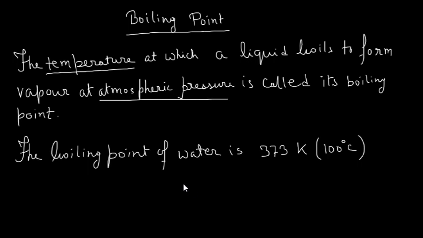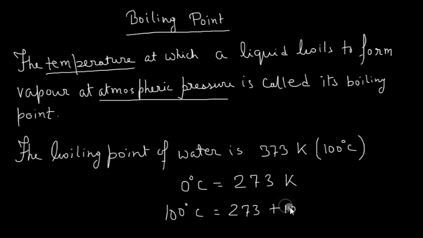So what is the conversion? Conversion is 0 degree centigrade is equal to 273 K. So 100 degree centigrade is equal to 273 plus 100, that is 373 K. In this way you can convert centigrade to Kelvin, or vice versa, Kelvin to centigrade.